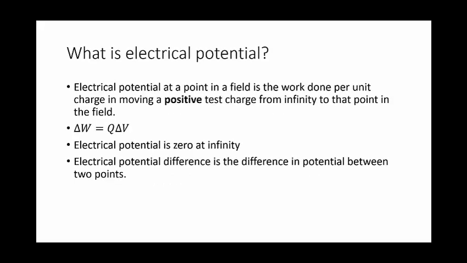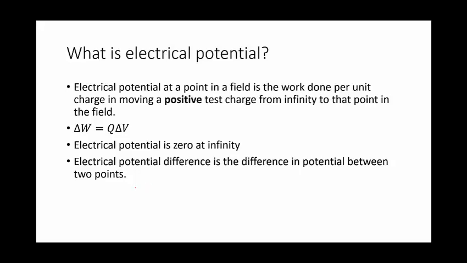Okay, so what is electrical potential? The definition: electrical potential at a point in a field is the work done per unit charge in moving a positive test charge, positive is important, that's why it's bold, from infinity to that point in the field. Okay, so the equation for it is delta W, so the work done, is equal to Q, the charge, times delta V, which is the change in potential. Electric potential is defined as 0 at infinity, just like gravitational potential was.